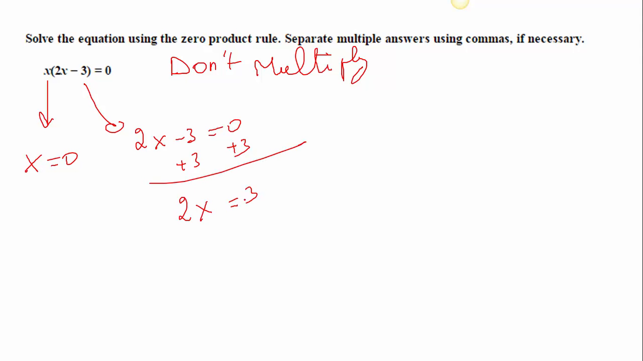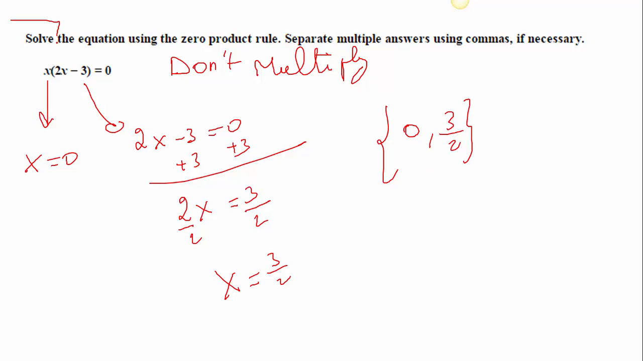2x equals 3. Then divide both sides by 2. X would be 3/2. Therefore, the solution is 0 and 3/2. So most students start by multiplying, but you are solving. It didn't say multiply. No, it said solve.